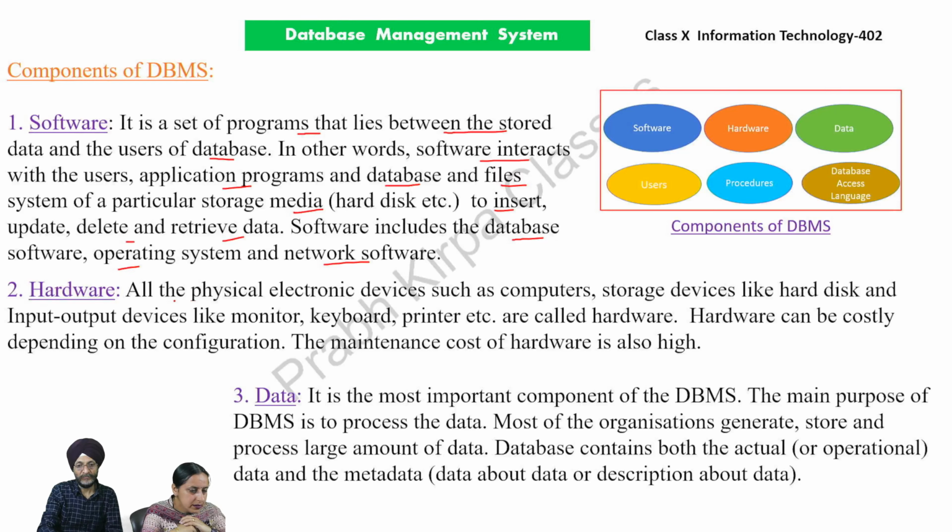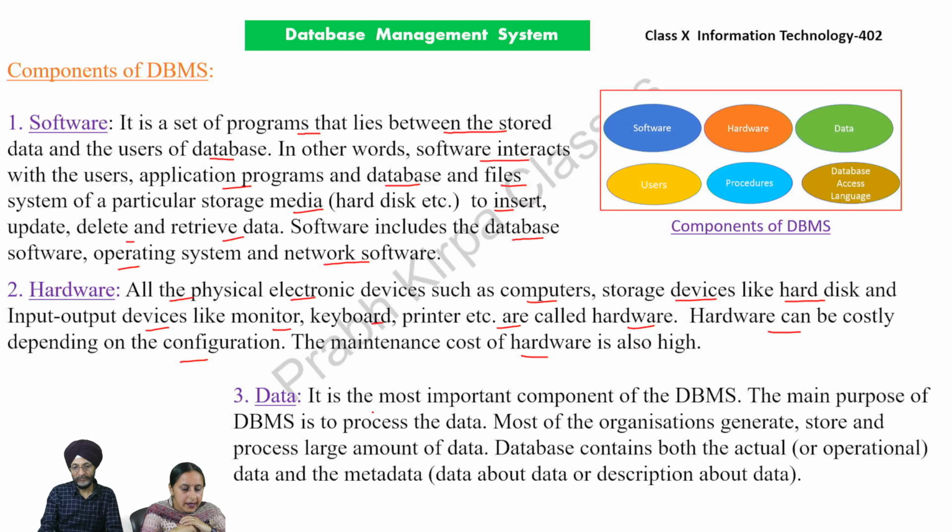Number two, hardware. All the physical electronic devices such as computers, storage devices like hard disk, and input output devices like monitor, keyboard, printer, etc. are called hardware. Hardware can be costly depending on the configuration. The maintenance cost of hardware is also high.